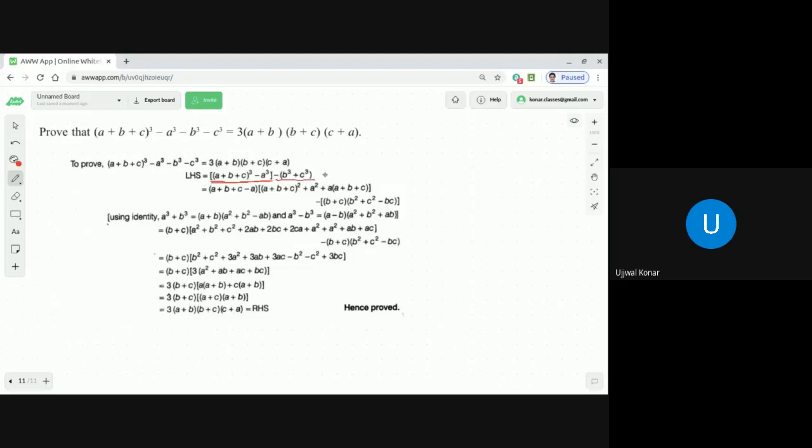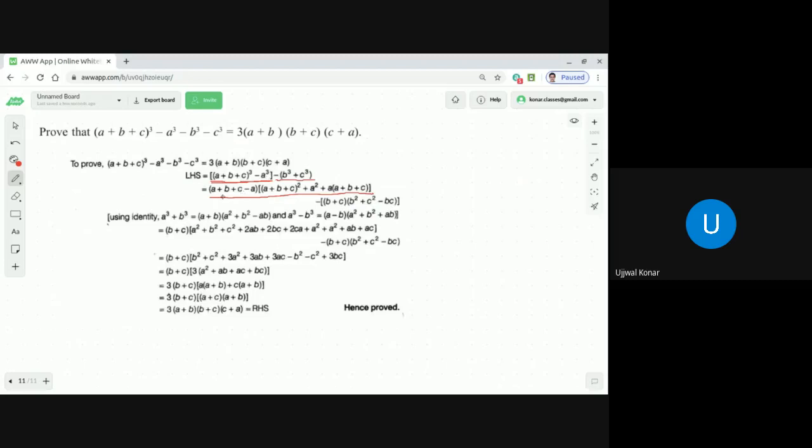Fine. Now, what do you know? We know that a cube minus b cube is equal to a plus b into a square minus ab plus b square. Exactly this thing we have applied here, by considering a plus b plus c as one term and a as another term.